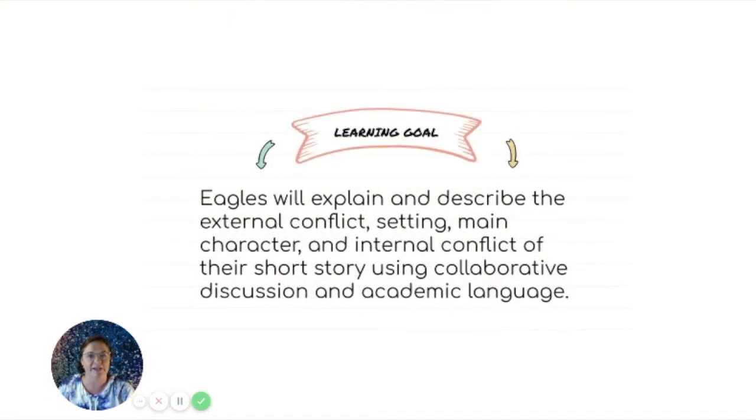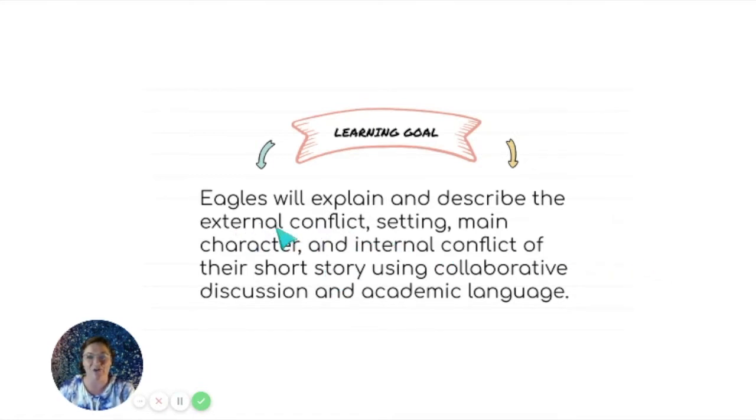Okay, so after the quiz, let's go ahead and now look at the learning goal for the day. So today, Eagles will explain and describe the external conflict, the setting, the main character, and the internal conflict of your short story using collaborative discussion and academic language. So the whole key thing that I need you to pay attention to is this right here, your short story.